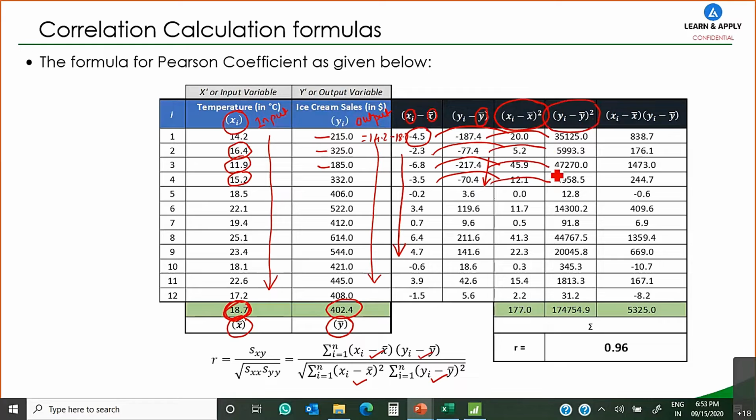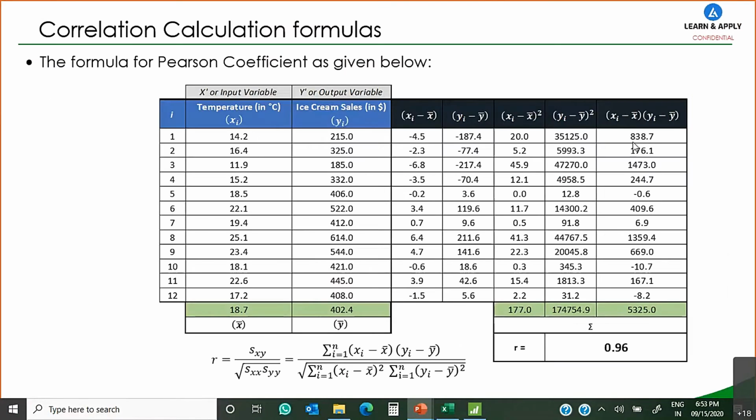And the last term is the multiplication of xi minus x bar into yi minus y bar, which is the numerator term. So we can multiply these two factors. There will be the multiplication of this and this, so we will get (xi minus x bar) into (yi minus y bar). Once you calculate all these, (xi minus x bar) squared, (yi minus y bar) squared, and (xi minus x bar) into (yi minus y bar), we have to sum all these terms at the bottom of the table. And you simply use these terms here, and you will calculate this R as 0.96.